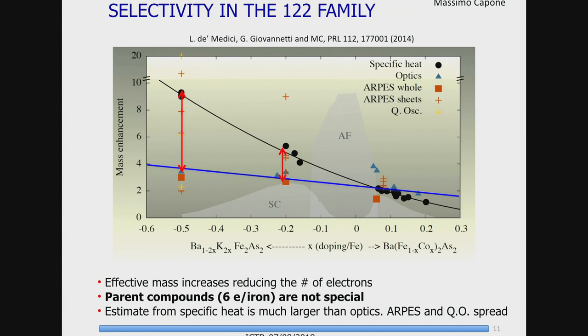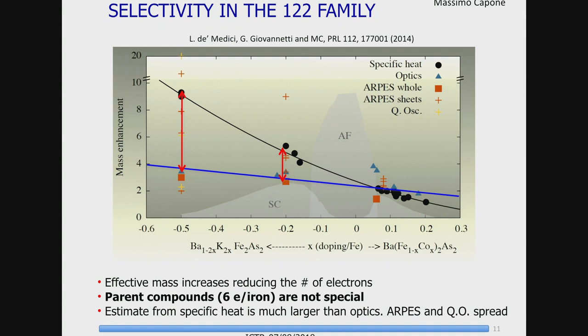So now I jump into the experimental world, and I show you a diagram where we collected various experimental estimates for the effective mass enhancement in the so-called 1-2-2 family, which is basically barium iron 2 arsenic 2, doped either with holes or with electrons. So here lies the undoped compound. Here I'm doping with electrons. Here I'm doping with holes. Here there is a lot of experimental data. This collection is actually a few years old, 4 years old, but these trends are confirmed by every experiment.